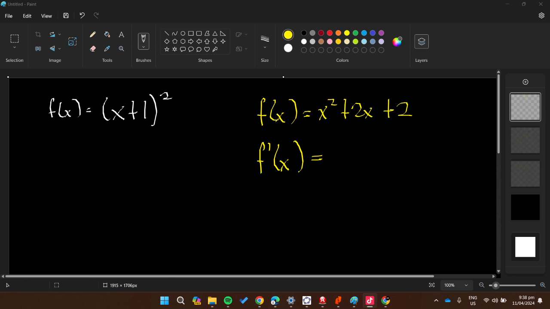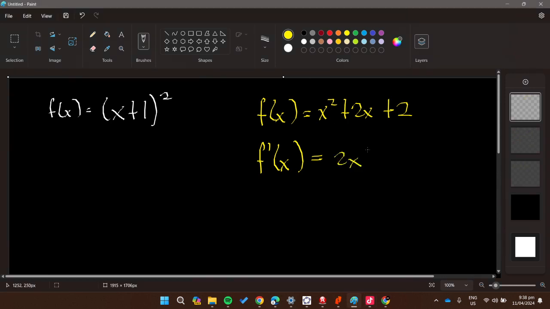Alright? So, how do we do this? Again, this is just a sum of derivatives, right? So, what is the derivative of x squared? That is just 2x. And then, the derivative of 2x, that is just 2. The derivative of 2, a constant, that is just 0, right? So, we're going to simplify.